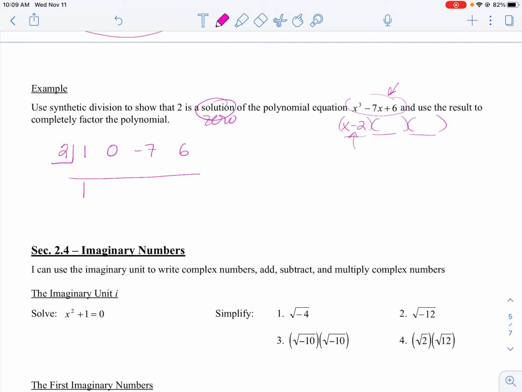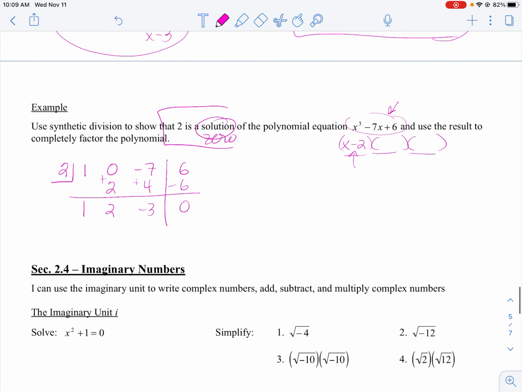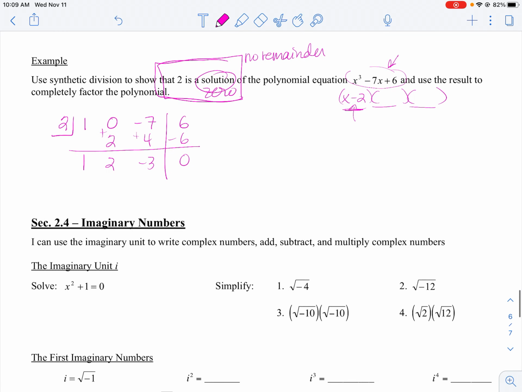Drawing my line, drop down the first number, multiply to get back up, add to go down, multiply to get back up, add to go down, and multiply to go back up. So here's something interesting: I end up with no remainder. Anytime that you find out something is a solution, that means no remainder. That means it goes in perfectly because it's one of these beautiful factors. So we're not just straight up dividing now, we're talking about factors of a function. And we started off with an x cubed, so this will be x squared plus 2x and then minus 3. And now that is the thing that we are attempting to factor.